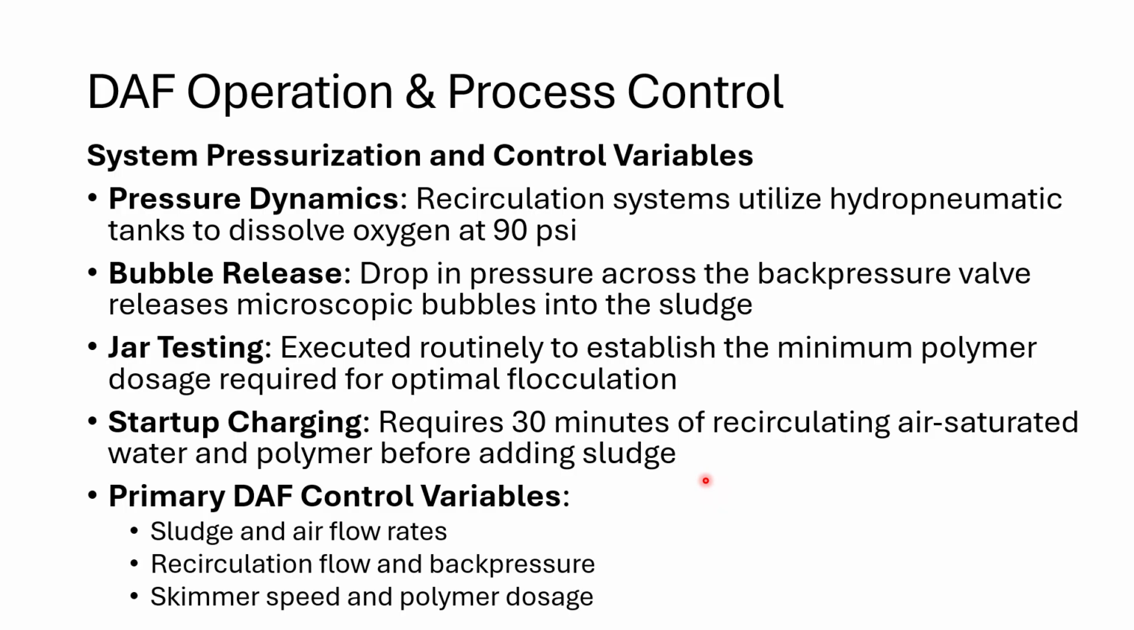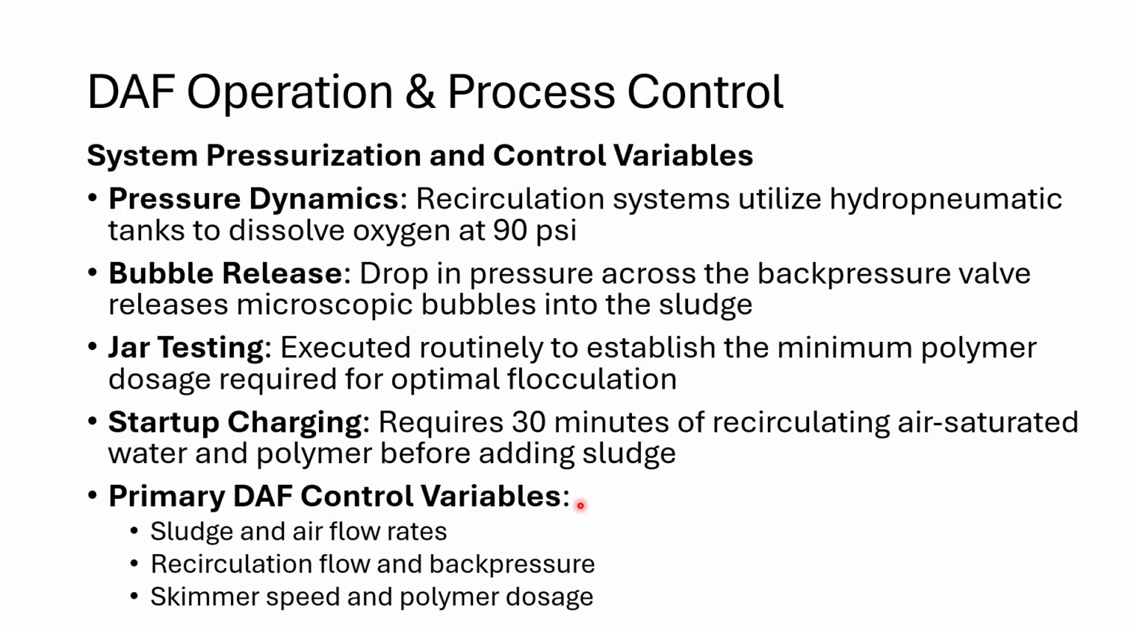The idea here is we want to save as much money as possible in our process, because we don't want to throw too much flock agent or coagulant in there, nor do we want to not throw enough. We want to make sure it's optimal, and that's what the jar test will help us do. There's also a charging step that takes place, which is basically recirculating the air-saturated water and polymer. You just stir it up for about 30 minutes before you add it to the sludge.